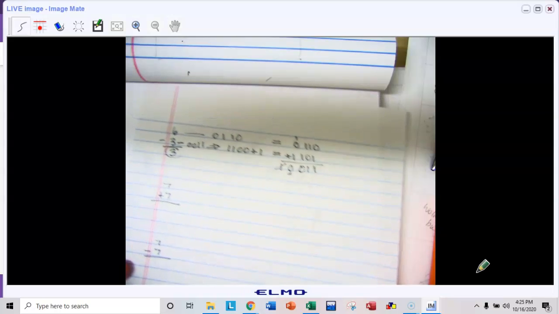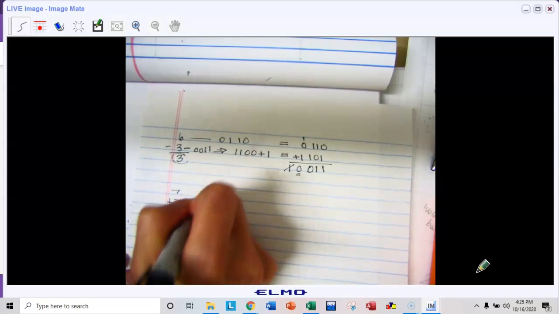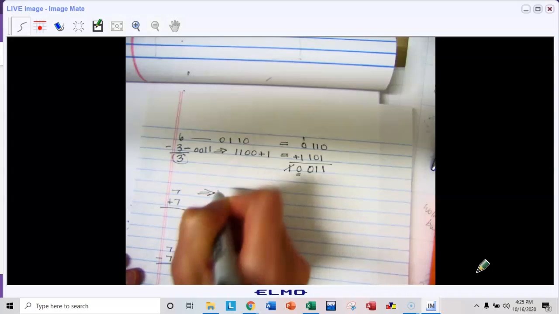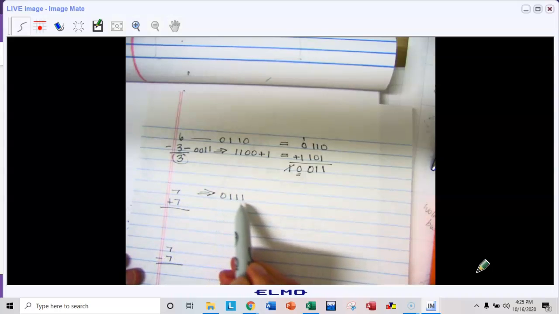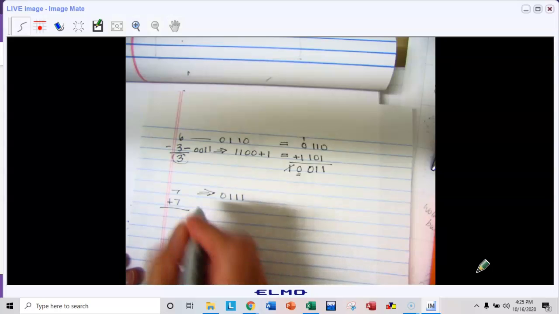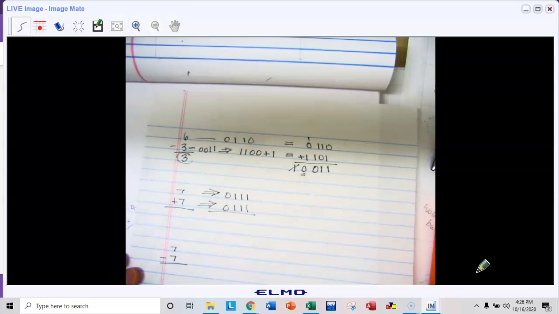Now try 7 plus 7. So 7 as a positive number is 0, 1, 1, 1. That's 4 plus 2 plus 1. The 0 indicates the sign is positive. 7 is the same here, 0, 1, 1, 1. Okay, now add the two numbers together.